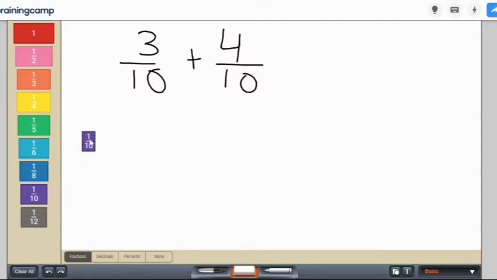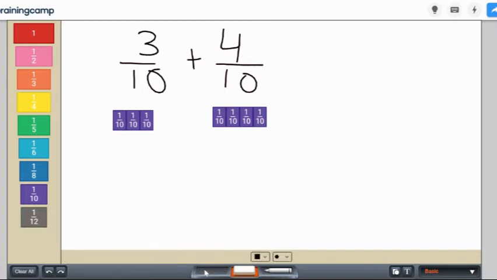We have to add fractions that have the same size, right? So 1, 2, 3/10, and then 4/10. 1, 2, 3, 4. Students can easily see that they are all broken up into the same size, in this case 1/10. So they can just add how many tenths do you have, and we have a total of 7/10.